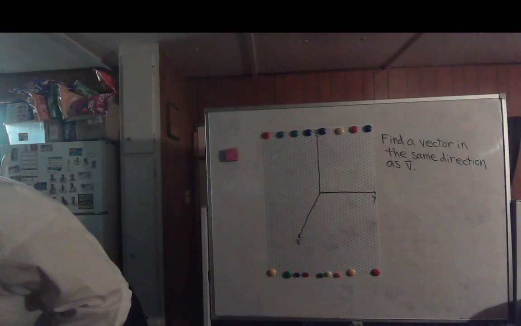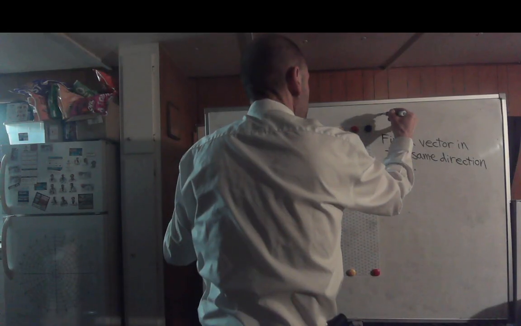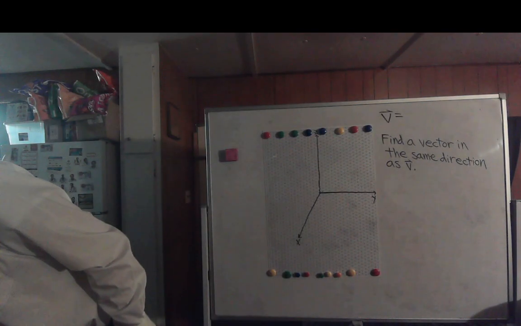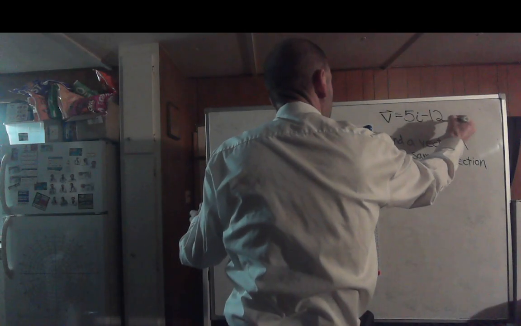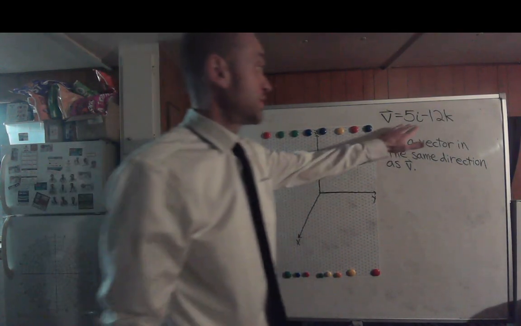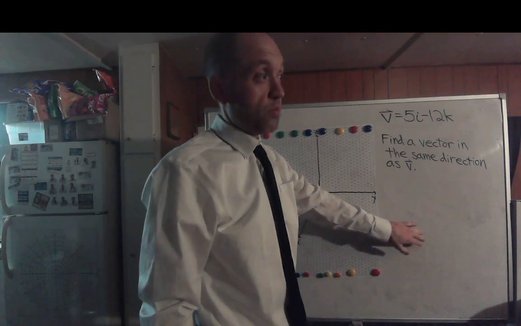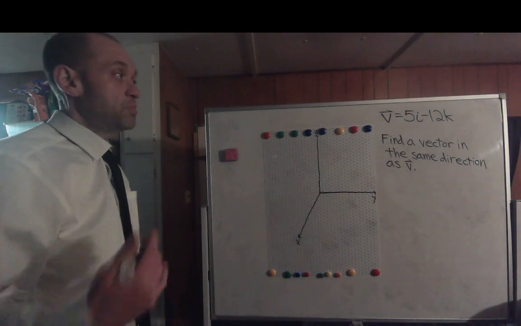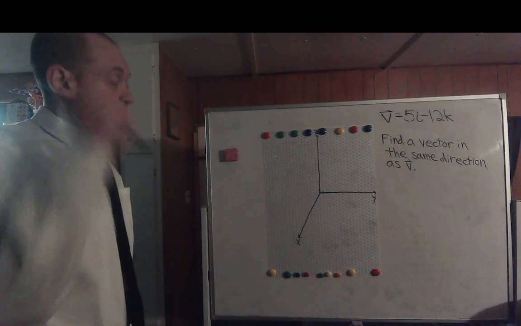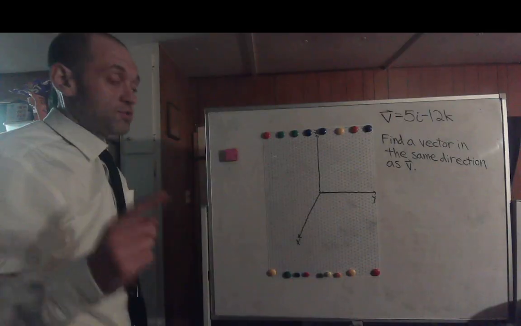In this case, they give you vector v equal to 5i minus 12k. So we got 5i minus 12k. Notice there's no j term. Well, really that means there's a 0 on my j, which means there's 0 change in the y direction. But that's okay. We want to find a unit vector in the same direction as v.